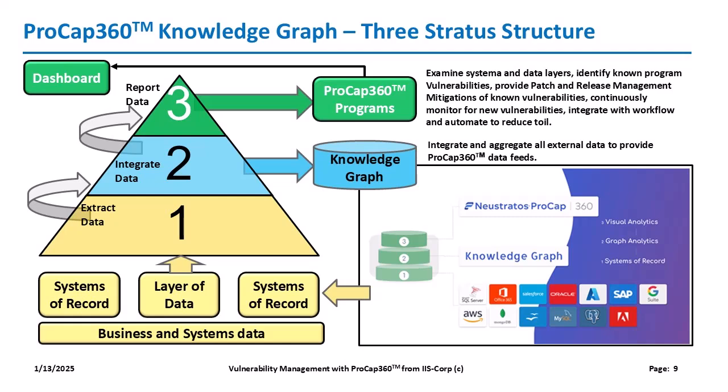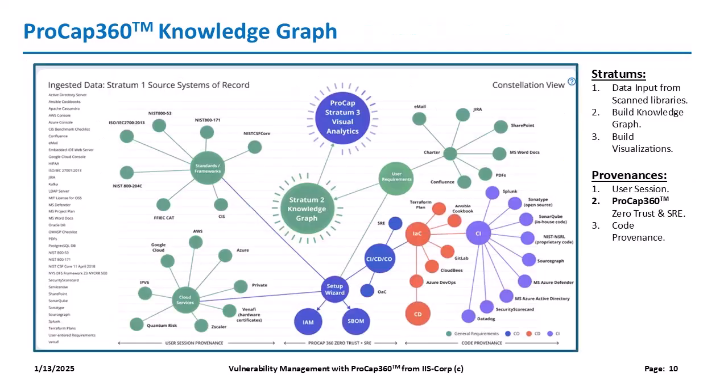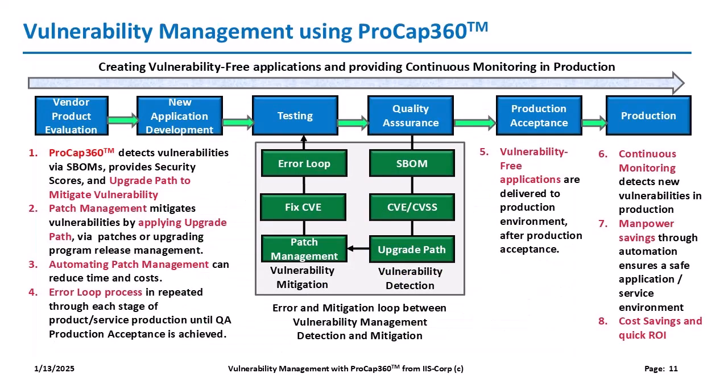An example of how ProCap 360 builds and uses a knowledge graph is shown here. And here is an example of what a knowledge graph can look like. ProCap 360 fits into your system's development lifecycle by validating that each stage of evaluation and development of products meets security scores and is vulnerability-free. We nip the problem in the bud.